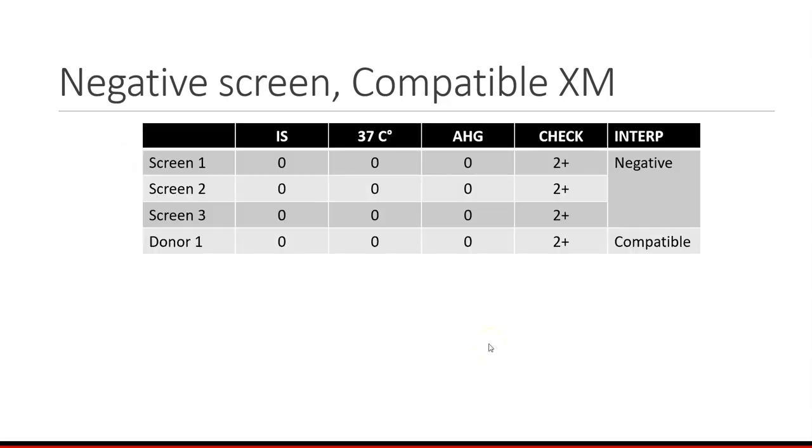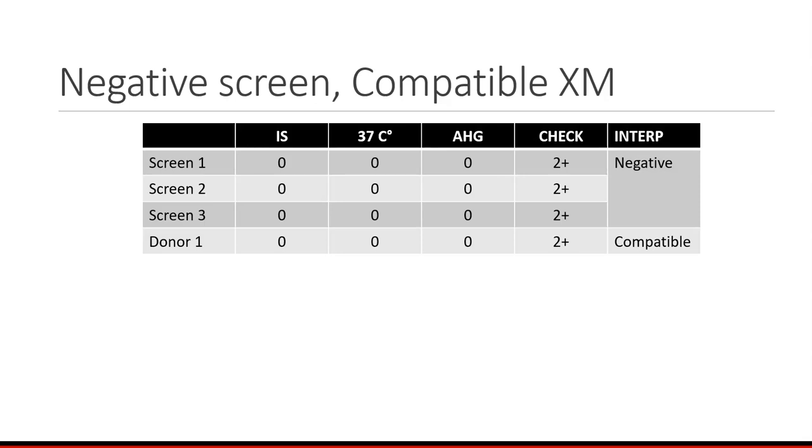So here we go. We have a negative screen. How do I know it's negative? There's zeros. There was no agglutination all the way across. Check cells, be sure you grade your check cells. A reaction of less than 2+ is not acceptable, and you'd have to repeat the screen. So again, you want a 2+ or greater, and usually 2+ is about the best you're going to get. So if there are negative reactions throughout and your check cells check, the interpretation of your screen is negative.